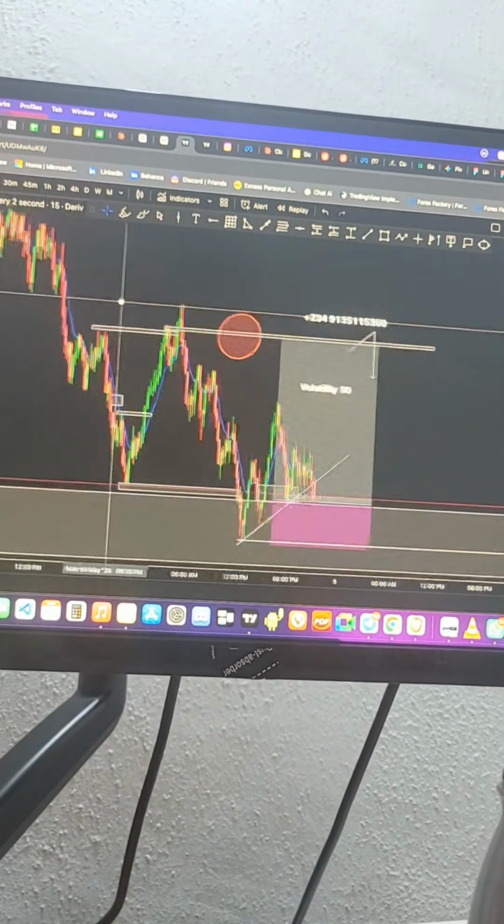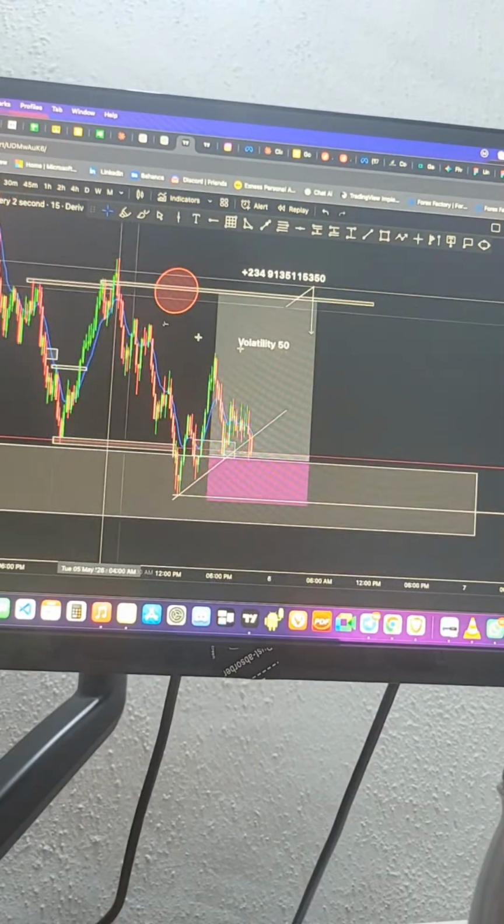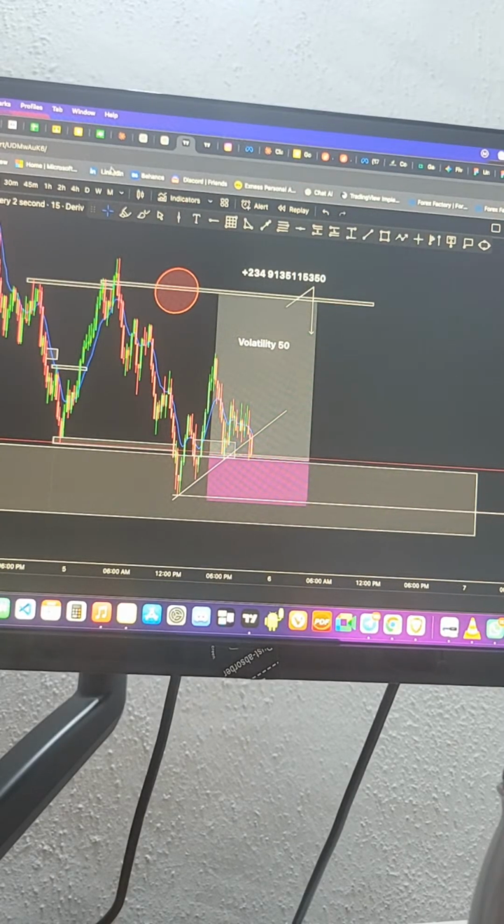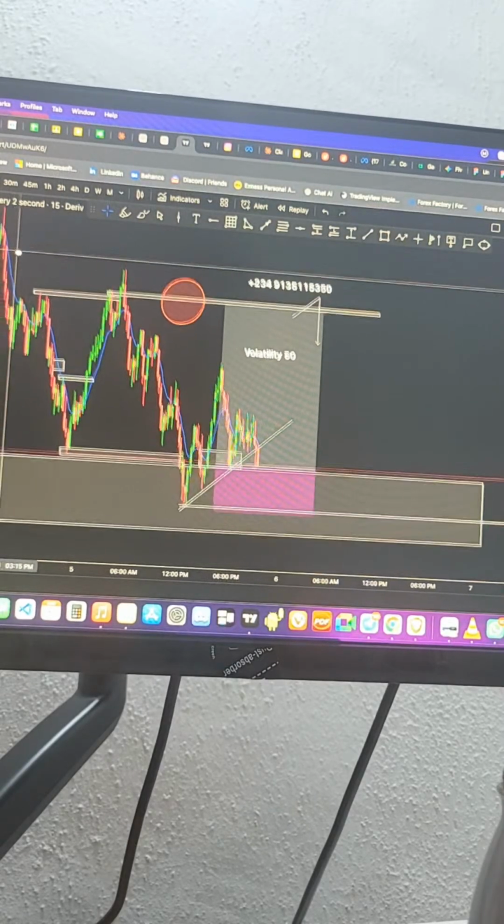Just learn how to simplify everything. Simplify everything. You don't need to complicate anything. Just make sure that you are following the trend.